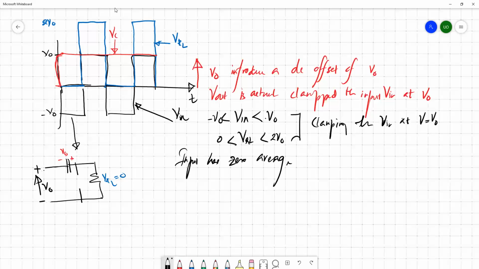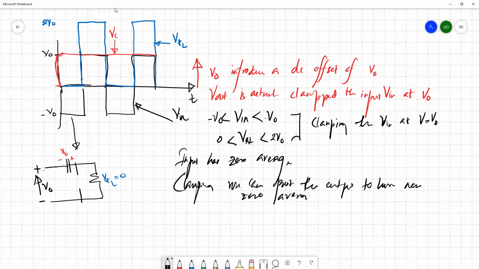So with this clamping, we can push the output to have a non-zero average. You can shift the voltage upward or downward depending on the configuration of the circuit. So this is the simple clamping operation.